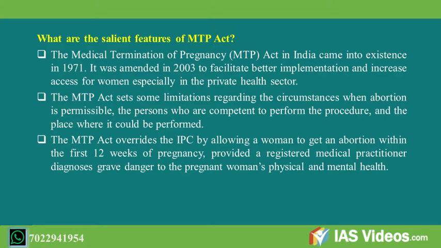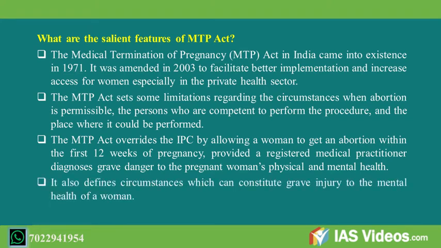The MTP Act overrides the IPC by allowing a woman to get an abortion within the first 12 weeks of pregnancy, provided a registered medical practitioner diagnoses grave danger to the pregnant woman's physical and mental health. It also defines circumstances which can constitute grave injury to the mental health of a woman.